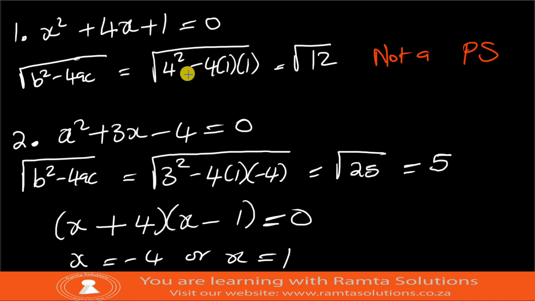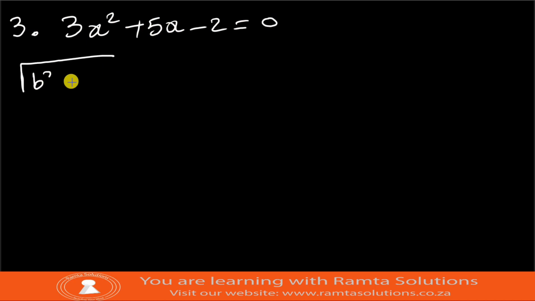Use the quadratic formula. Let me show you one last example. So we're going to look at 3x squared plus 5x minus 2 equals 0. So with this one, sorry, I should have started with b squared minus 4ac. Now what is b? b is 5. What is a? a is 3. What is c? c is negative 2.